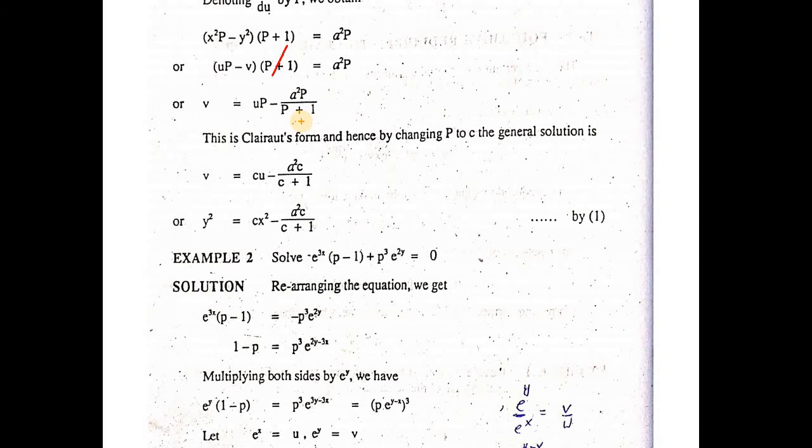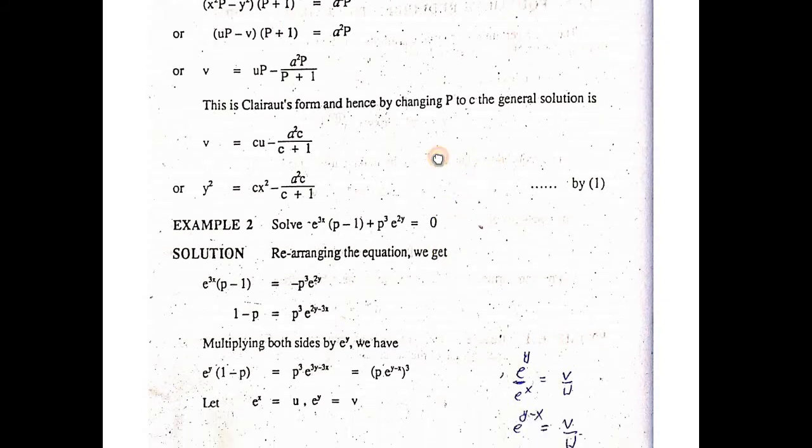If we look at this differential equation, this is Clairaut's form, and hence by changing p to c, the general solution is this, replacing here p by c. So the general solution of this Clairaut's equation will be this one. This is the general solution in terms of v and u. Now replace v and u by their actual values, that is y square will be equal to cx square minus a square c divided by c plus 1. This is the general solution of the given differential equation, which has been reduced to the Clairaut's form.